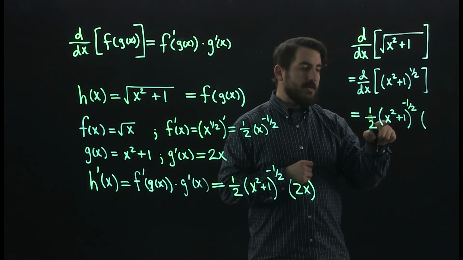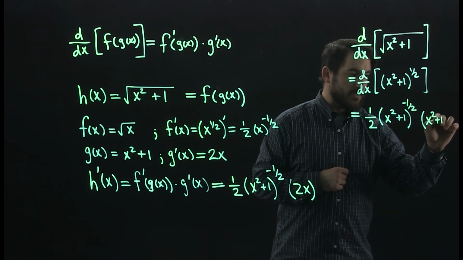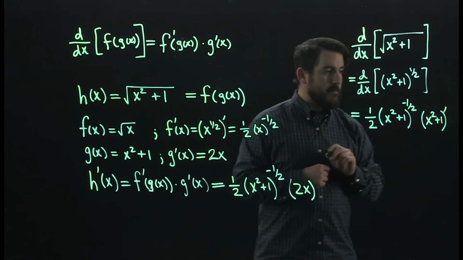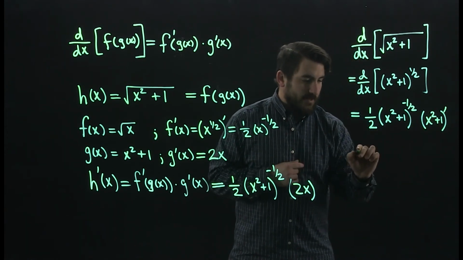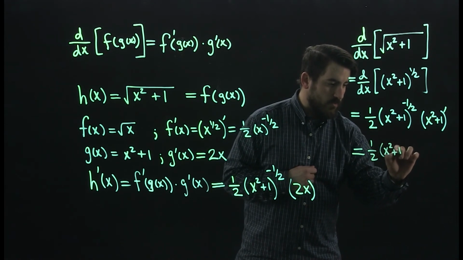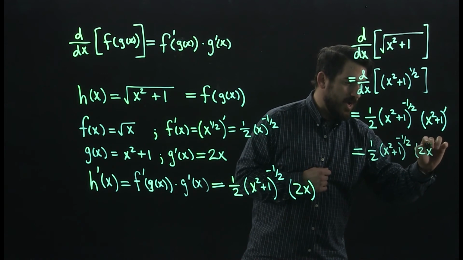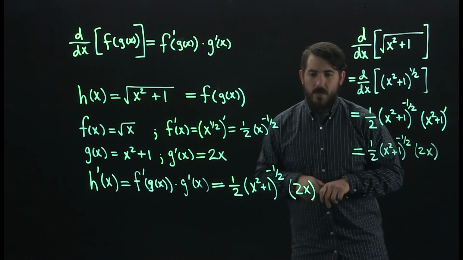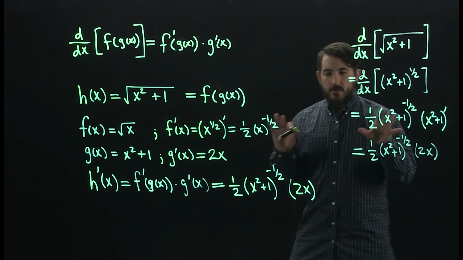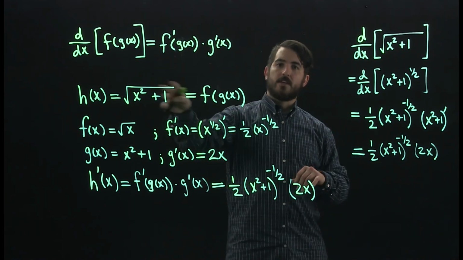And then I'm going to times it by the derivative of the inside. So I'm going to rewrite this x squared plus 1 prime. So then my final step, this is 1/2 times x squared plus 1 to the negative 1/2 times 2x. And as you see, we have the same answer. These are just two different approaches you can make to take the derivative of the same function.